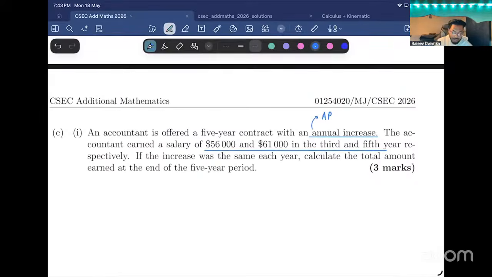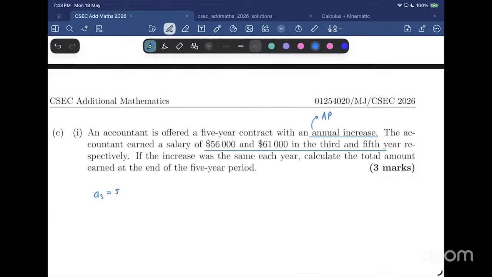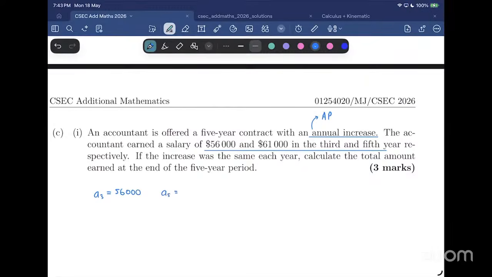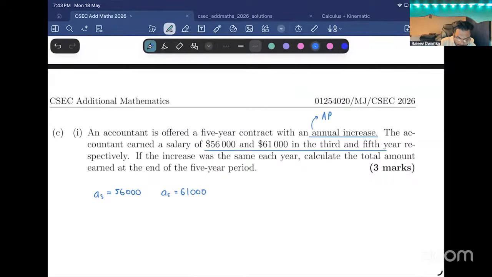So immediately, I know that my third term is what? 56,000. And I know that my fifth term is what? 61,000. Cool. And they're saying the increase was the same each year, so that is an AP, as we expected. Calculate the total amount earned at the end of the 5-year period.